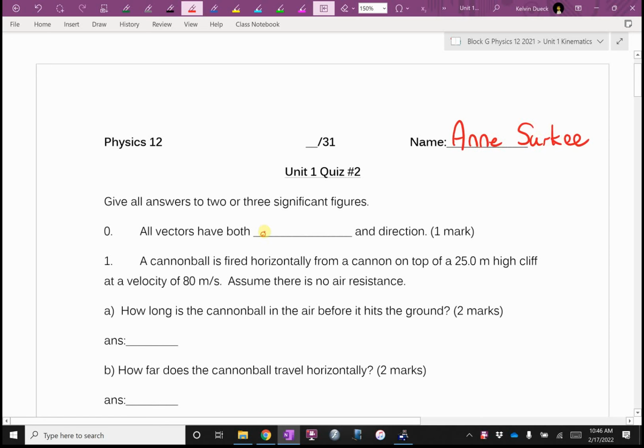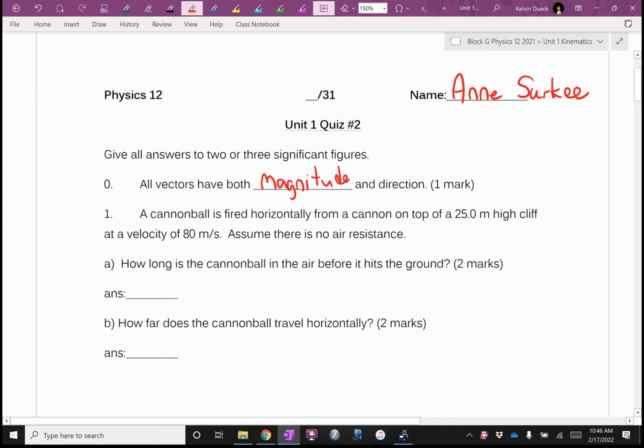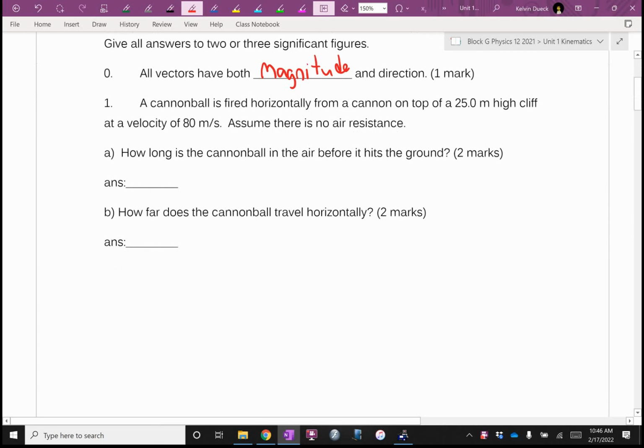All vectors have both magnitude and direction. A cannonball is fired horizontally from a cannon on top of a 25-meter high cliff. Horizontally is a key idea. That's going to make this the easiest question, but I have to have an aha moment first. Velocity of 80 meters per second, ignore air resistance. Looks like A wants me to find time and B wants me to find the range. But first, I'm going to dulp.